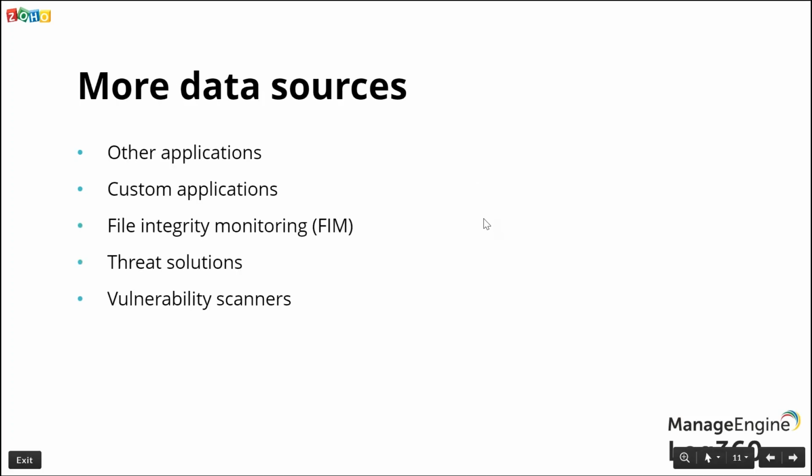Additionally, we have a few other data sources, some other applications like your terminal servers and printer servers. You could have custom applications, meaning in-house tools that you may be using that are of concern to you. You could have file integrity monitoring sources, your files and folders as data sources, and threat solutions, right? So something like a Symantec or a FireEye, and vulnerability scanners, right? Broadly speaking, these are all the things that you would look at.